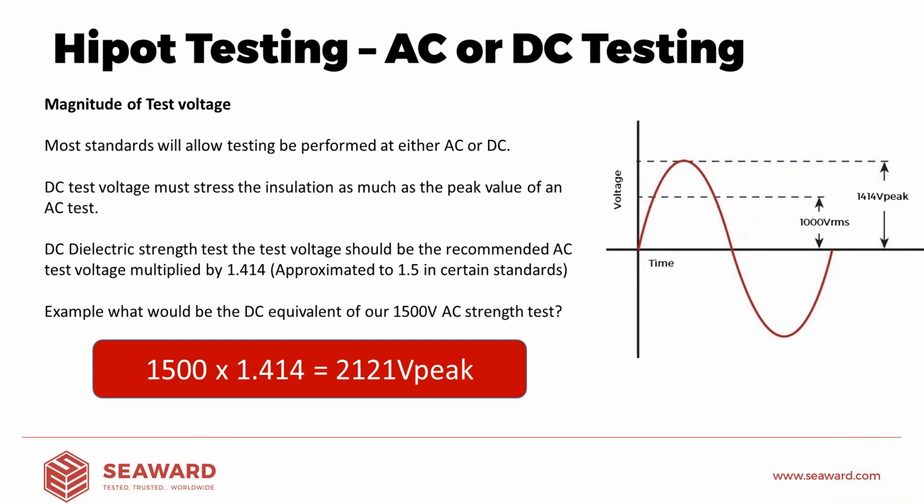So when we choose to do a DC test, again, according to the standard, we would normally multiply the voltage by 1.414. In certain standards, that may be approximated to 1.5. So as a good example, if we take our 1500 volt test voltage that we spoke about earlier for an AC test, we would simply multiply that voltage by 1.414, which will give us a test voltage of 2,121 volts, or approximately 2.1 kV.